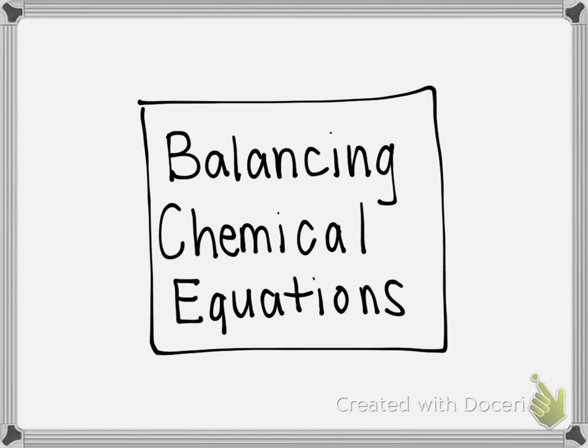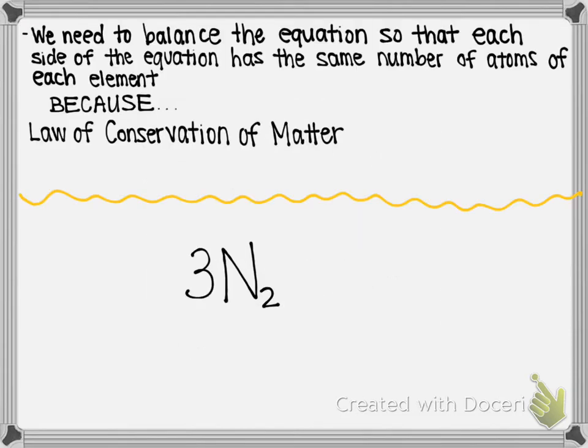Alright, this video is on balancing chemical equations, and we need to balance the equation so that each side of the equation has the same number of atoms of each element. So it has to be equal, has to have the same number because of the law of conservation of matter, which remember states that matter cannot be created or destroyed. So we have to make sure that there's the same amount of matter on both sides of the equation.